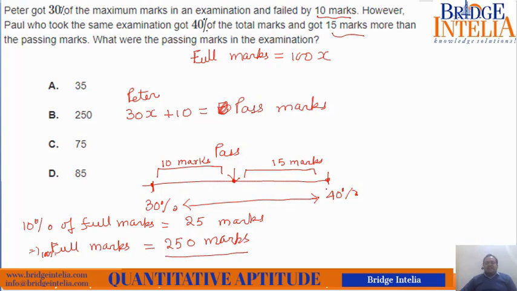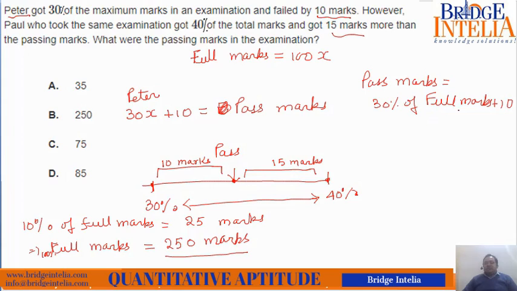So what is pass marks? So pass marks is equal to 30% of full marks plus 10, because keeping in reference the marks scored by Peter. So Peter scored 30% and still failed by 10 marks.